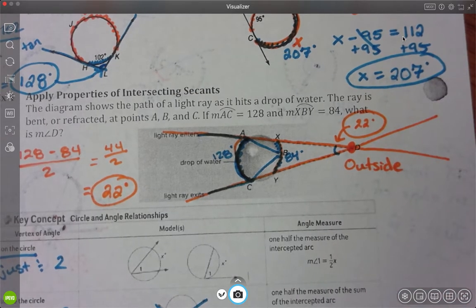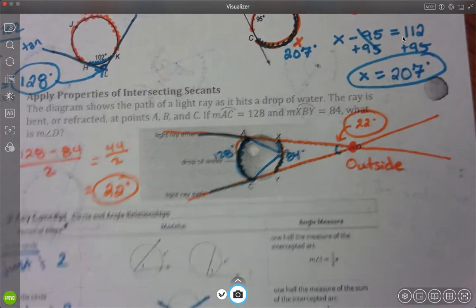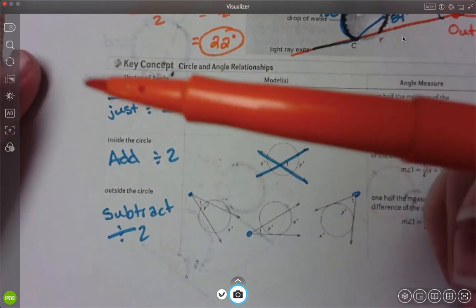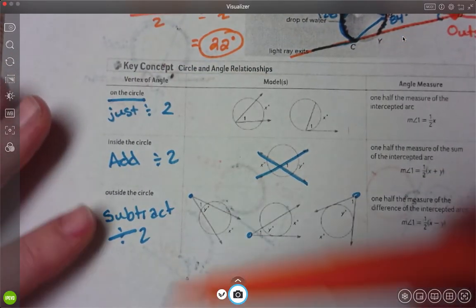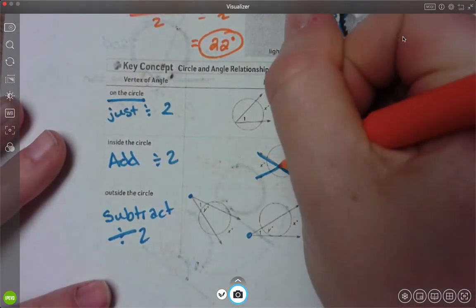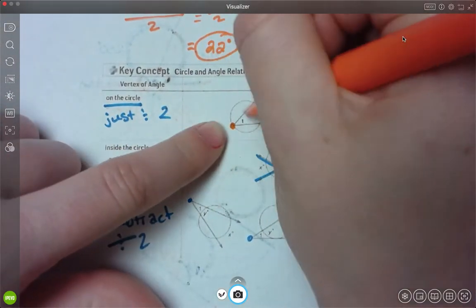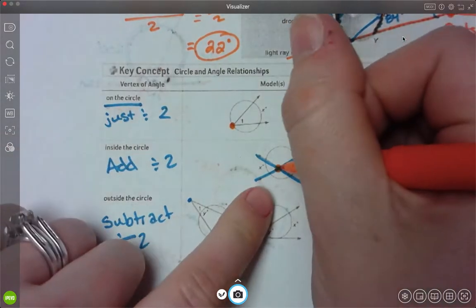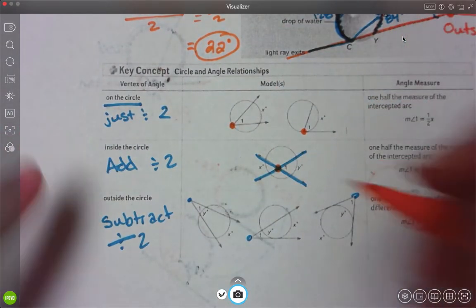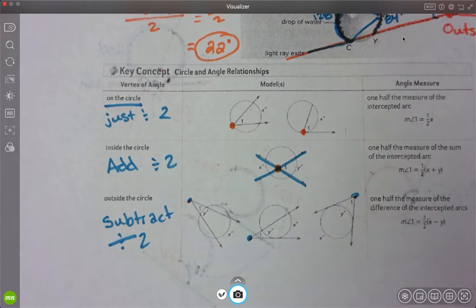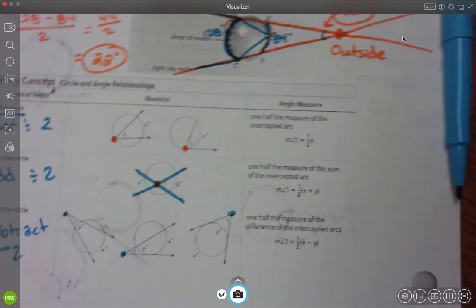All right. So that's just kind of how this breaks down. You're either just dividing by 2, adding and dividing by 2, or subtracting and dividing by 2, and it just all depends on where they're intersecting. On the edge of the circle is to just divide by 2. Inside the circle is add and divide by 2. On the outside of the circle is subtract and divide by 2. Okay? All right, there we go.